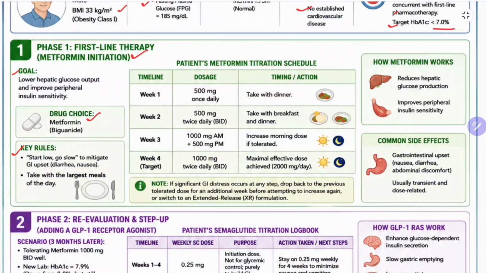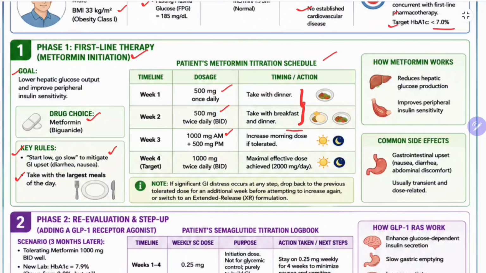You start with a low dose and titrate slowly to mitigate adverse effects like diarrhea and nausea, and take the drug with the largest meals of the day. So how should it be taken? Patient's metformin titration schedule: week 1, 500 mg once daily with dinner; week 2, twice daily with breakfast and dinner; week 3, 1000 mg morning and 500 mg evening. Till here all the patients will tolerate well.